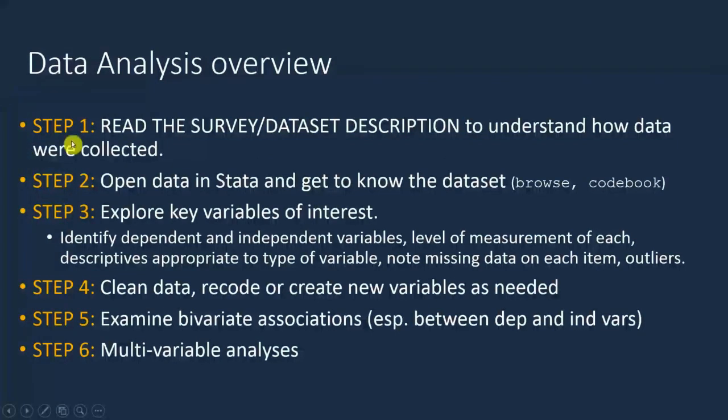So we want to read the survey description. The second step after we've read the survey description is getting your hands on the data set and opening it in Stata and getting to know what variables are in the data set, how many respondents are there, how are the variables coded, how many variables are there, how is missing data handled. We'll talk about these in more depth, but I'm just giving you a big broad overview. Third step is exploring the key variables of interest.